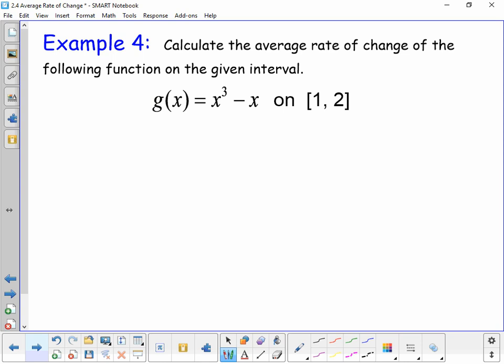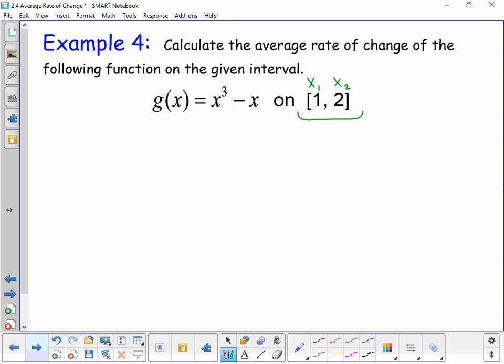Okay, another type of average rate of change. I mean, it's all the same average rate of change, but sometimes we don't have a graph or a table. Sometimes all we know about the function is the equation of that function. So here's function g of x. It's equal to x to the third power minus x. We want to know the average rate of change over the interval from 1 to 2. So those are our two x values.